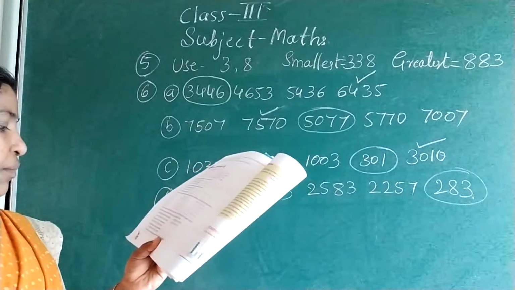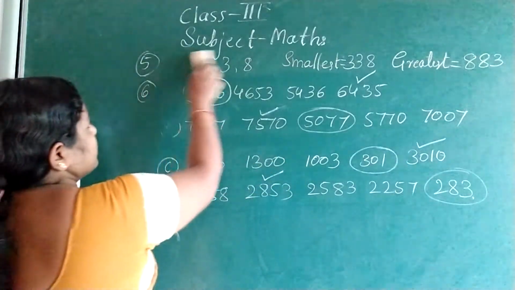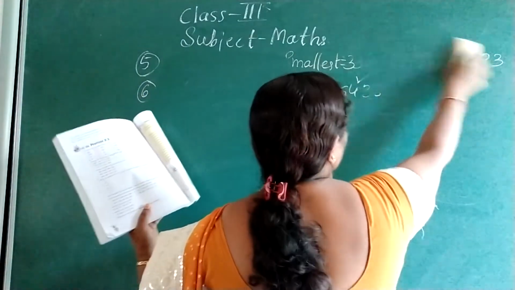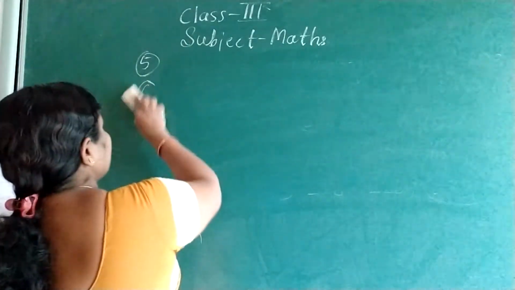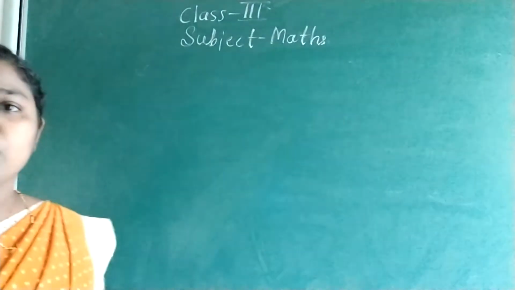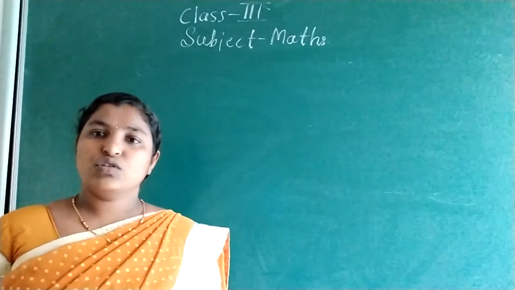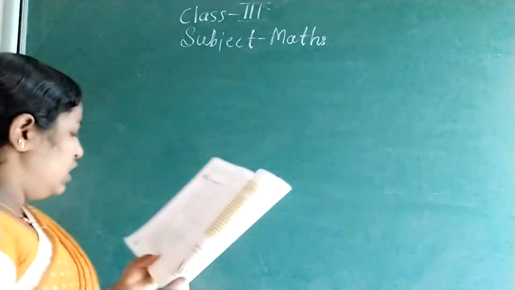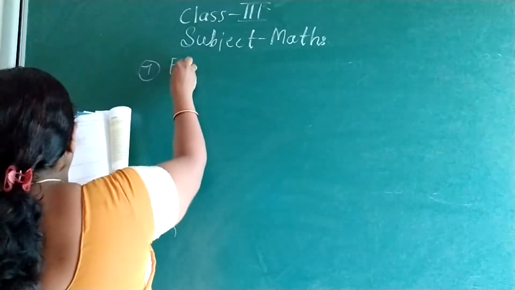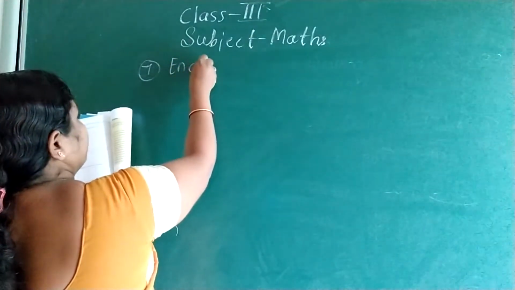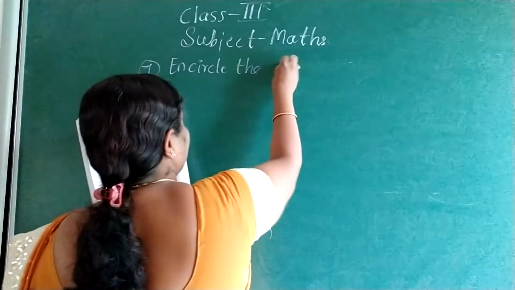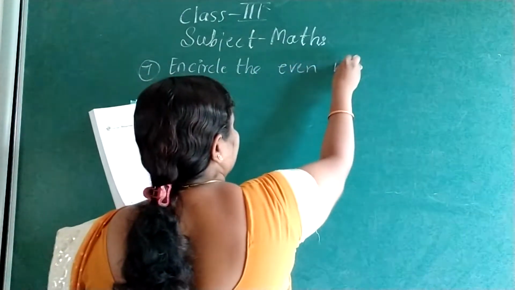Encircle the even number. Okay. All these things you should write in your fair notebook, as well as, if sufficient place is there in your textbook, there also you should write. Now question number 7. Encircle the even numbers.